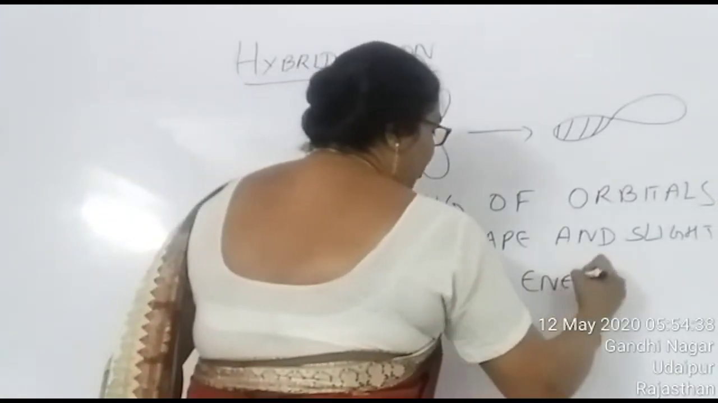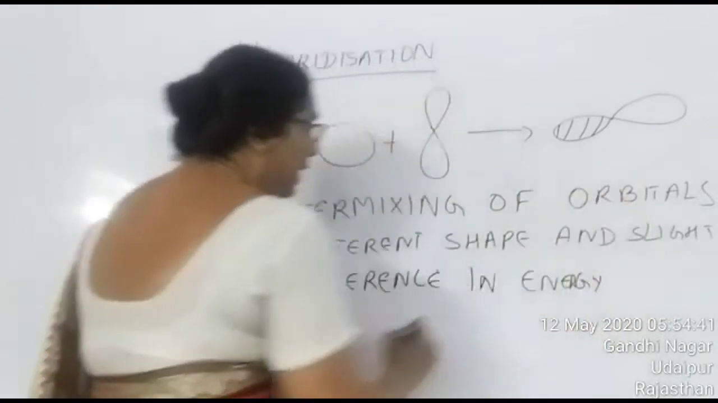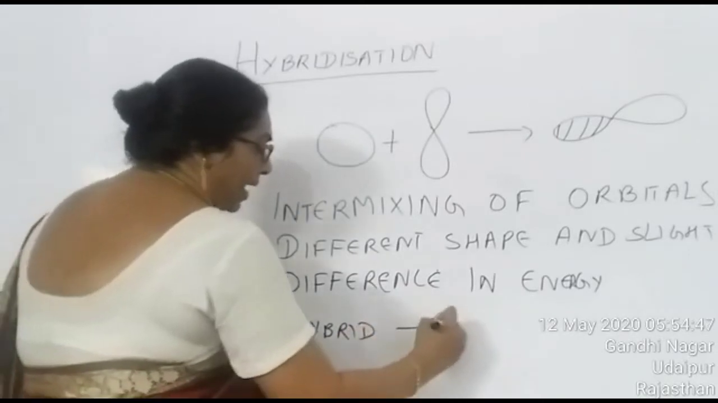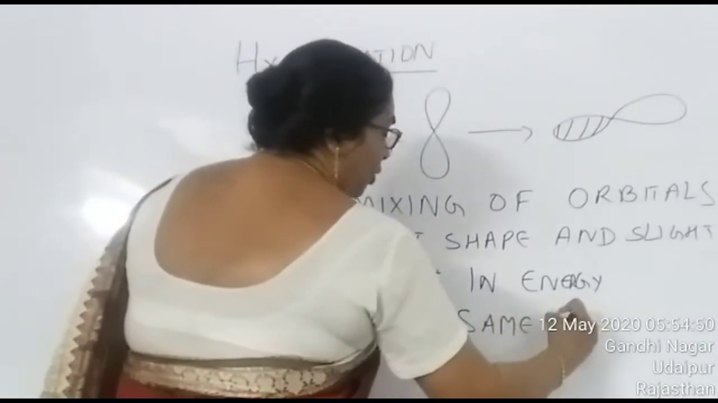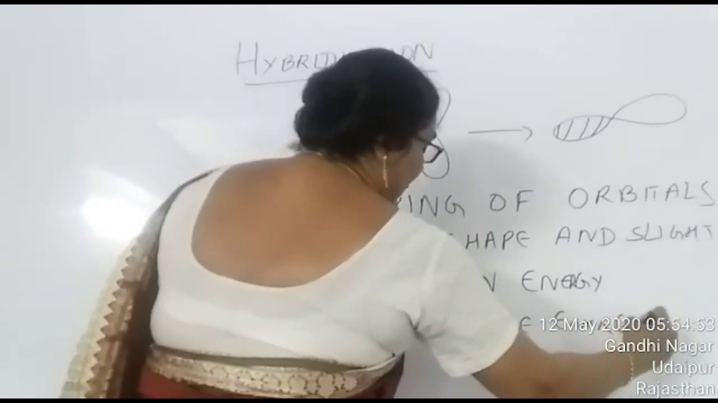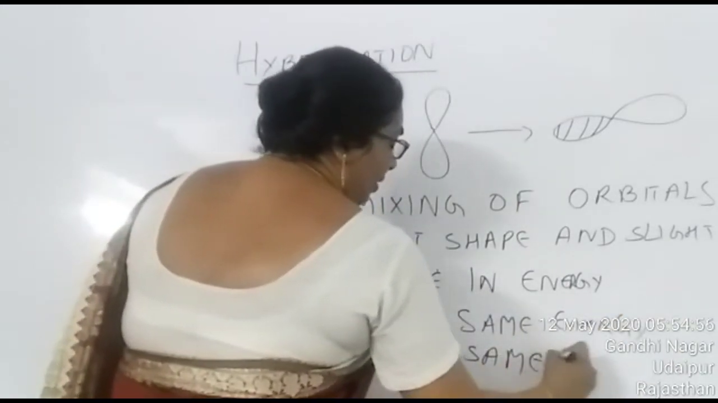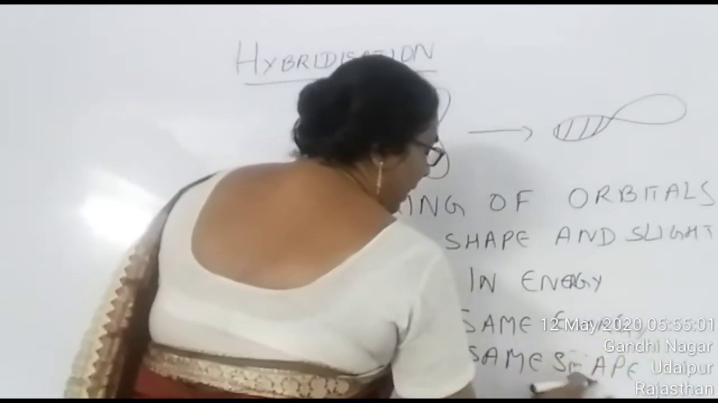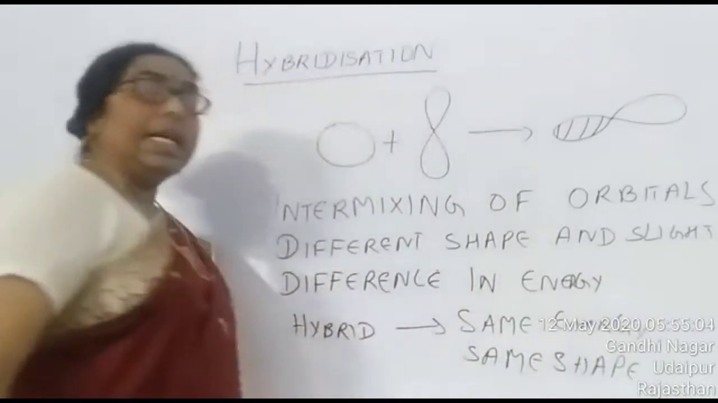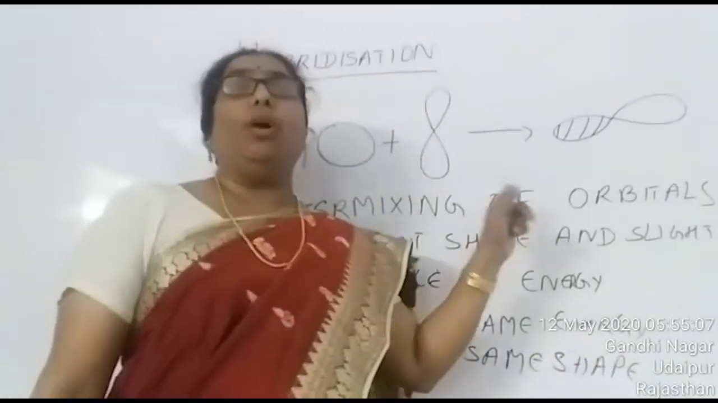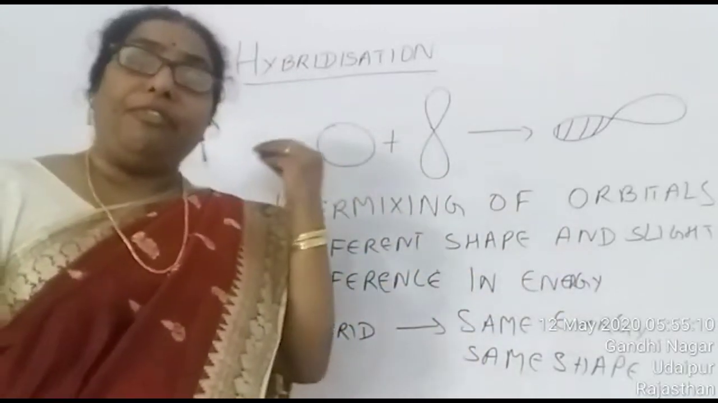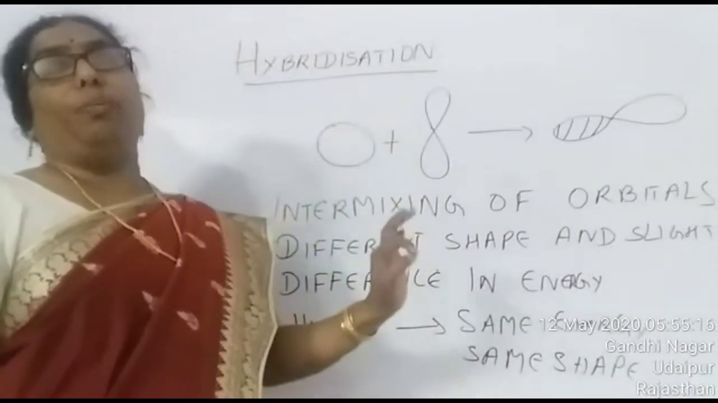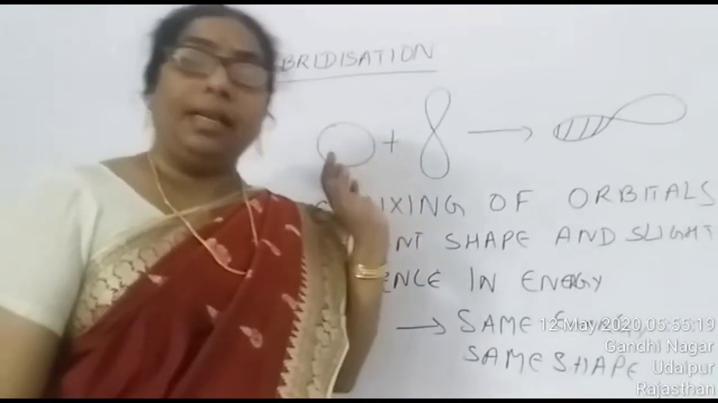And as a result of this process, what will you get? You will get hybrid orbitals. The specialty of hybrid orbitals is that they will have the same energy, and their shape will also be the same. This is what is termed hybridization. So hybridization is the process of intermixing of orbitals which possess different shape and slight difference in energy to get an equal number of orbitals which possess the same energy and shape.